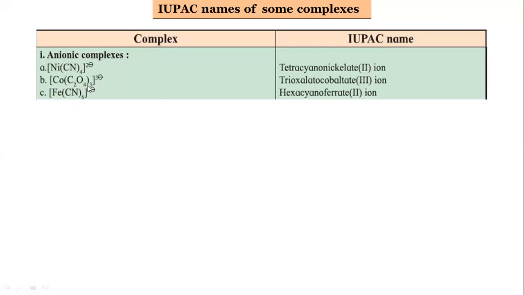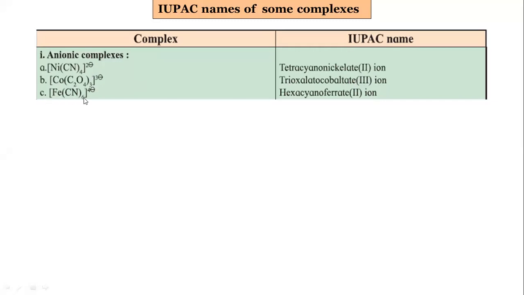There are 3 oxalato, because this is C2O4, it is the oxalate ligand, and 3 indicates tri. See, it is trioxalato and cobaltate. The name of the metal will be changed. Cobaltate 3. In the bracket, the oxidation state of the metal is written as 3, and it is an ion, because these are the negatively charged ions.